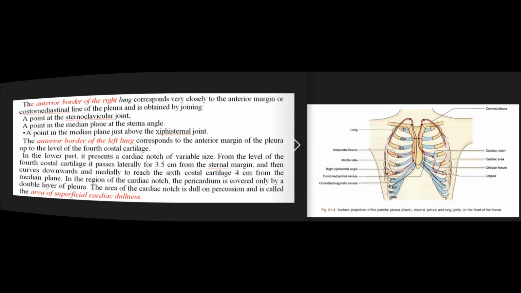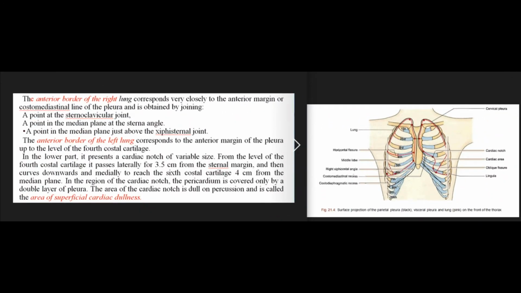The anterior border of the right lung corresponds very closely to the anterior margin or costomediastinal line of the pleura, and is obtained by joining a point at the sternoclavicular joint, a point in the median plane at the sternal angle, and a point in the median plane just above the xiphisternal joint. The anterior border of the left lung corresponds to the anterior margin of the pleura up to the level of the fourth costal cartilage. In the lower part, it presents a cardiac notch of variable size.